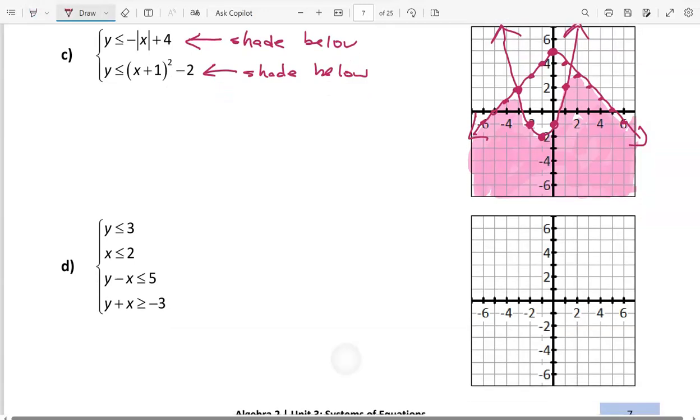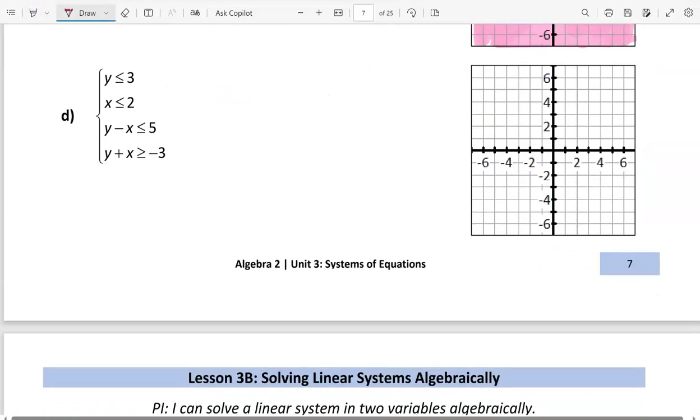Last example, we have 4 inequalities, but 2 of the inequalities are fairly simple single variable inequalities, and the other 2 are lines. The first inequality is a horizontal line as the borderline, y equals 3. It's a solid line since or equal to is indicated. And then the second line is x is less than or equal to 2. Solid line again, vertical, because x equals 2 is a vertical line.